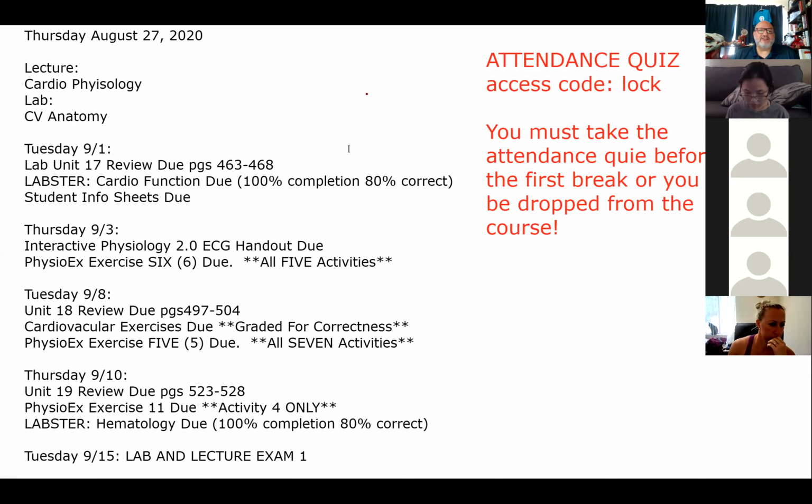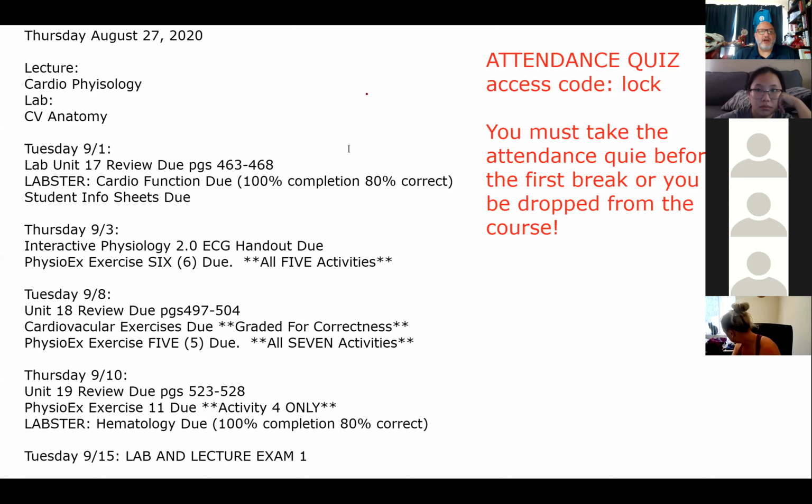The first unit assignment from that is due on September 1st. Your first lab simulator, the cardiovascular function from Labster, is due. Remember, for the Labster activities, you have to do the entire activity, and for full credit, you have to get at least 80% correct. If you don't, remember, it's a learning activity. You have the chance to do it many, many times.